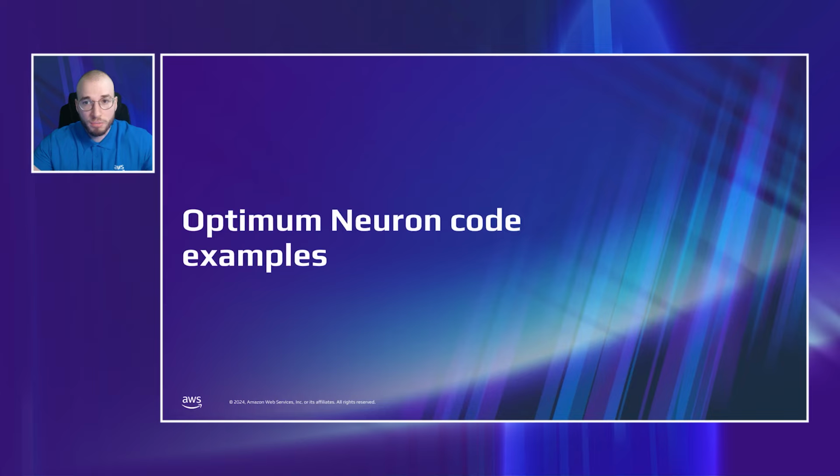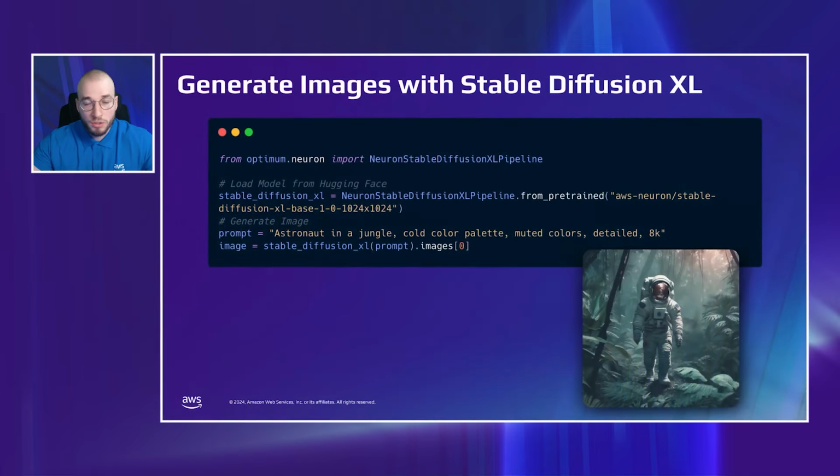Now let's look at some practical examples and code, starting with generating images. Using Stable Diffusion on AWS Inferentia is as simple and as straightforward as using it with GPUs. You need to import the Neuron Stable Diffusion pipeline from Optimum, then load your compiled model from Hugging Face with the from_pretrained method, and then you can start generating images by providing a prompt. Here's an example on how to generate a high-resolution image for an astronaut in a jungle.